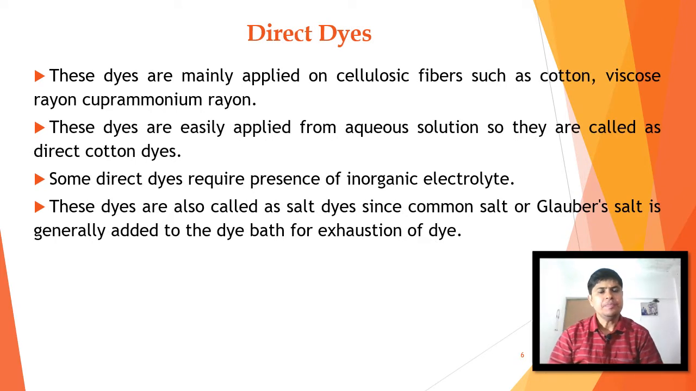Now let us see the next class of dyes, direct dyes. These dyes are mainly applied on cellulosic fibers such as cotton, viscose rayon and cuprammonium rayon. These dyes are easily applied from aqueous solution, so they are called direct dyes. Some direct dyes require the presence of an inorganic electrolyte. These dyes are also called salt dyes since common salt or Glauber's salt is generally added to the dye bath for exhaustion of the dye.